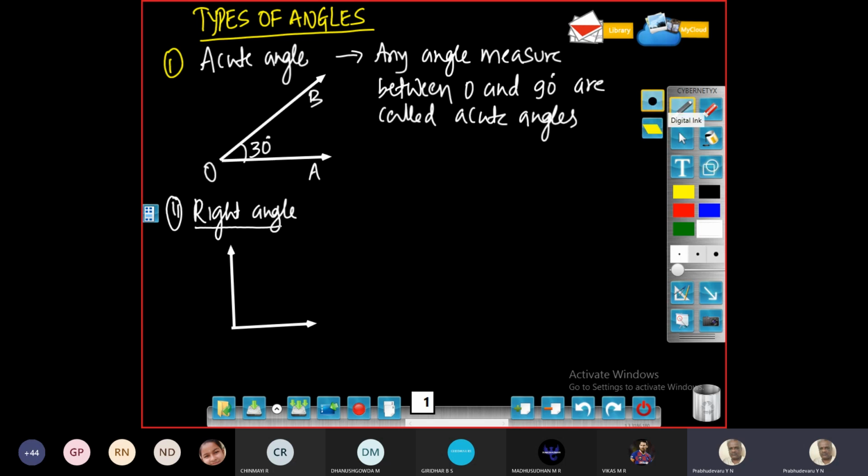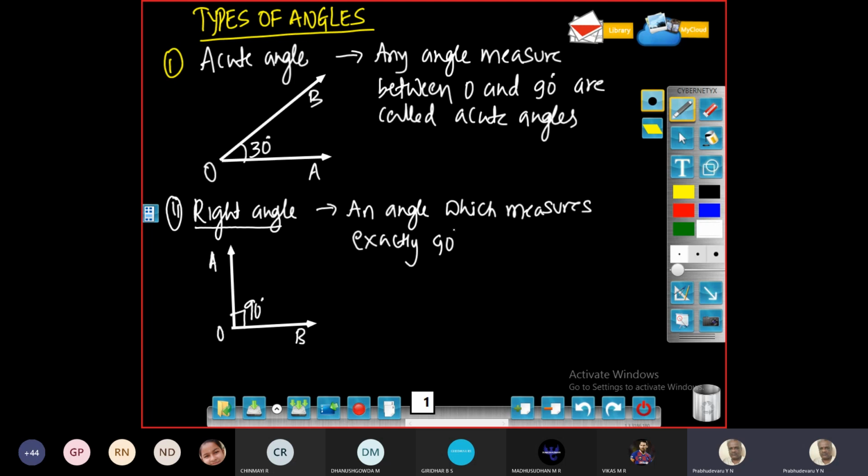If the angle between these two rays is 90 degrees, you can call this AOB. An angle which measures exactly 90 degrees is called a right angle. So these are the two types.